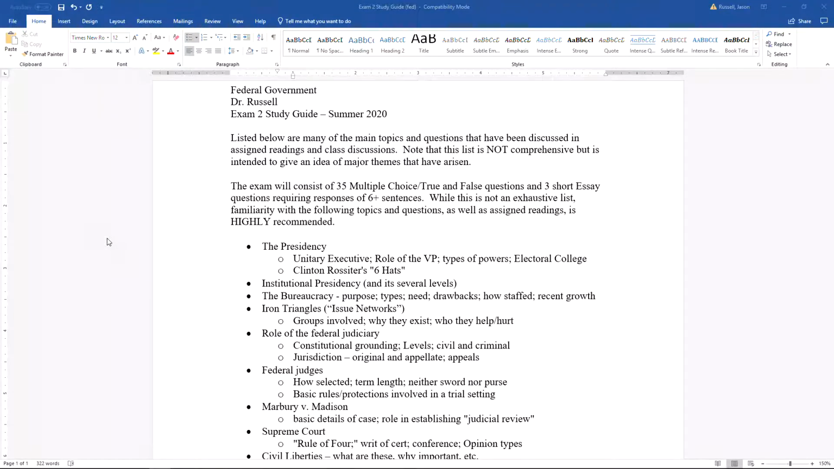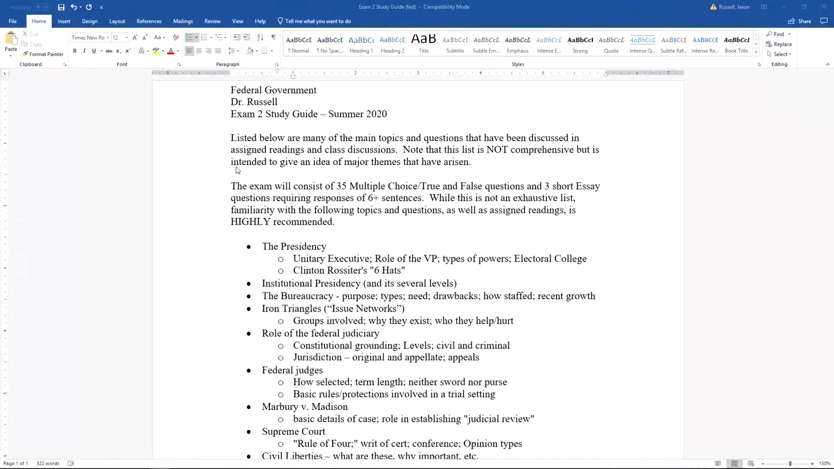We spent a lot of time talking about the different roles of the presidency, and I couched those in terms of Rossiter's six hats. So be aware of what those six hats are, and how they play into the role of the president as a whole. The institutional presidency is the idea that again, the president doesn't act by him or herself, right? They're part of an institution, part of a larger organization that includes things like the cabinet and the executive office of the president, and even the White House staff, all helping to assist the president in carrying out their function as the top of the executive branch.